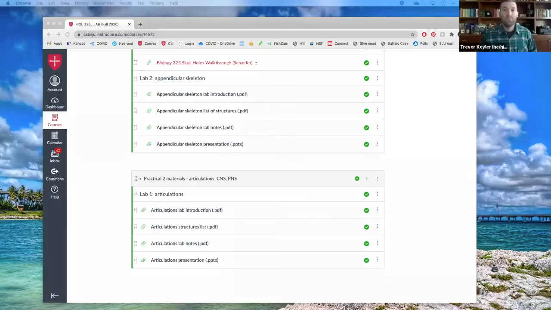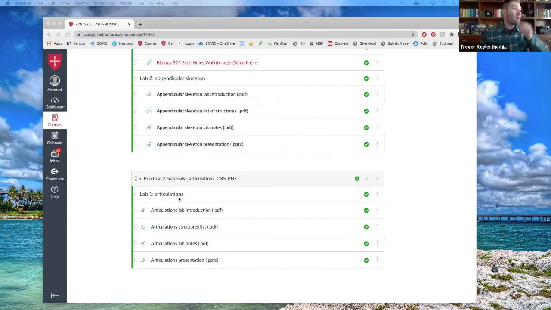All right, so back to articulations. It's going to be a little different, as I was saying, because it's not just a list of structures you have this time. That is a component of it. But you'll want to go into Canvas, and maybe I'll just share my screen with you real quickly. Okay, so you can see that now.